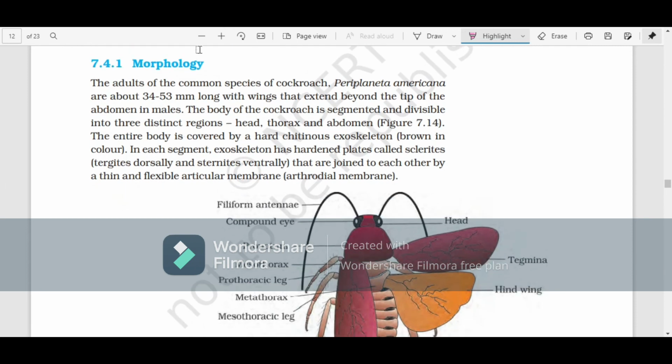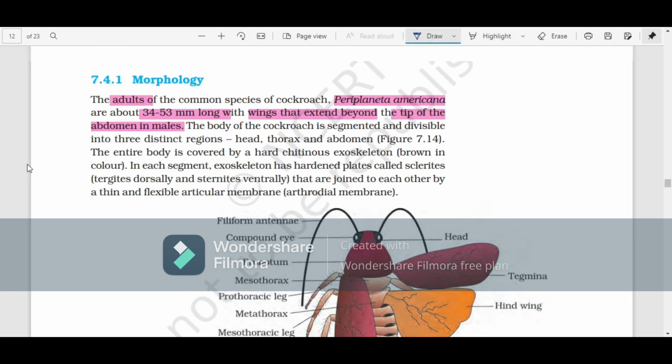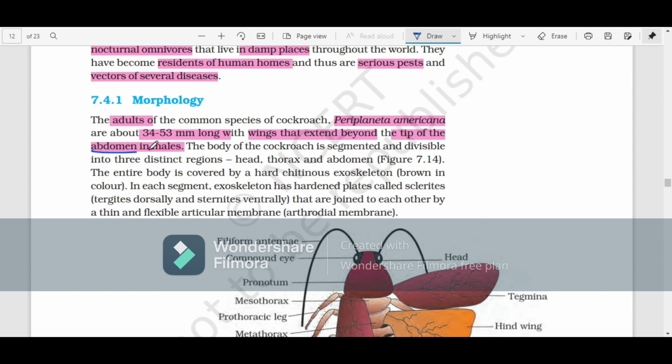Okay, so now morphology. The adults of the common species are Periplaneta americana. They are about 34 to 53 millimeters long, with wings that extend beyond the tip of the abdomen in the males. So in the males only, the wings will extend beyond the tip of the abdomen. In the previous part you saw that the upper body wall was concealing the head. Now we are seeing the abdomen, and in males the wings extend beyond the tip.